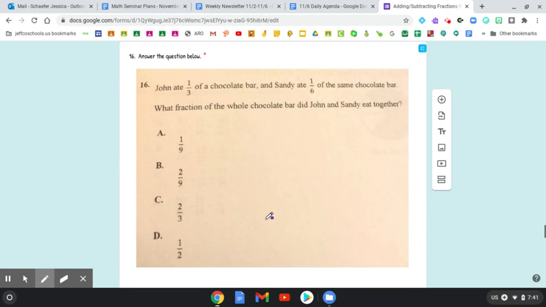Number 16, John ate 1/3 of a chocolate bar and Sandy ate 1/6 of the same chocolate bar. What fraction of the whole chocolate bar did John and Sandy eat together? Together I'm adding, so 1/3 plus 1/6. Common denominators between 3 and 6 are going to be 6ths. 6 is the number that's going to show up. This side is going to be times 2.